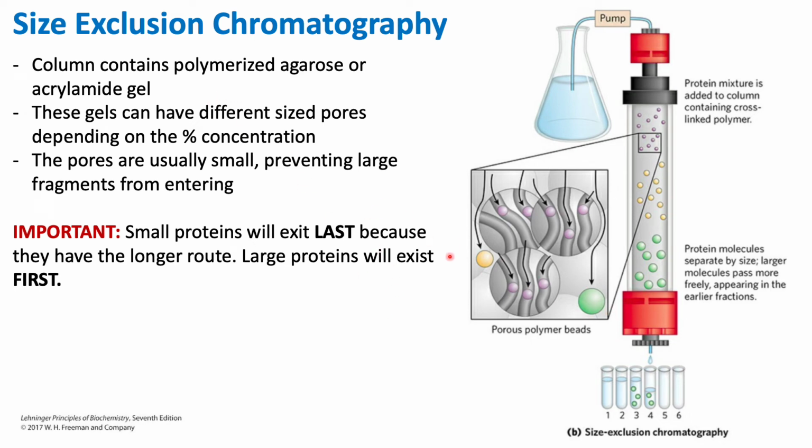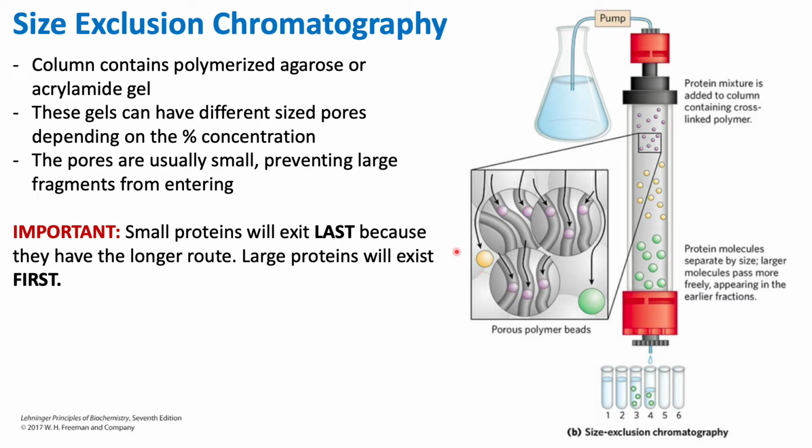Size exclusion chromatography is a technique used within biochemistry labs to isolate various proteins, amino acids, or fragments depending on their size. So essentially, for this technique, we are utilizing a polymerized agarose or acrylamide gel. And we can create different percent concentrations of the agarose or acrylamide, and depending on that percent concentration, we will have different pore sizes within our gels, okay?